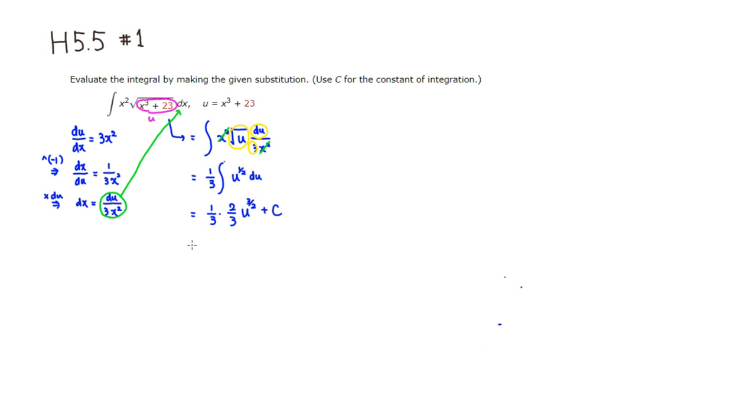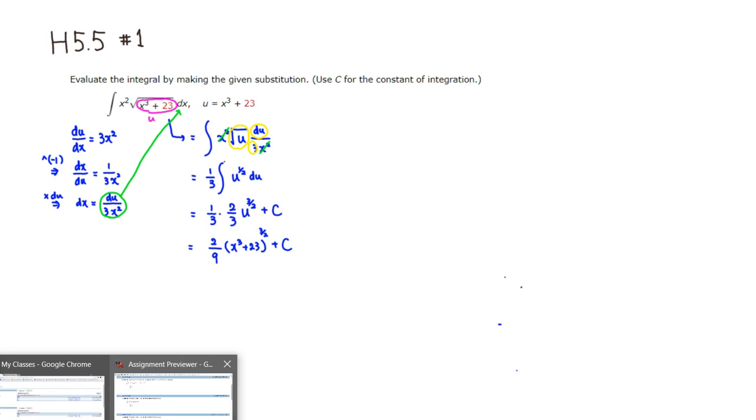Then we can clean up a bit. You have a 2 on top, 3 times 3 is 9, and u is originally x cubed plus 23. Raise it to the 3/2 power, and plus some constant c.